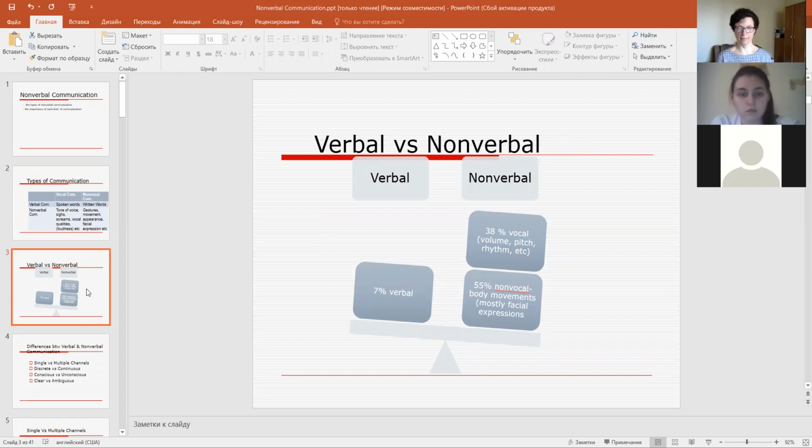Up to 7% is transmitted through the verbal type of communication, and the rest is transmitted by means of nonverbal communication. Up to 38% it can be vocal, such as volume, pitch, rhythm, and so forth, and 55% non-vocal, everything we can see. Imagine that only 7%, these numbers are different, but this is how much we do through nonverbal means. They are, again, vocal, non-vocal, but they are non-verbal, and only 7% are verbal.